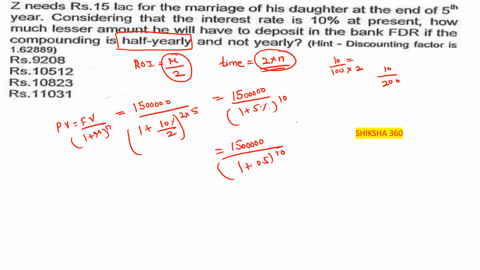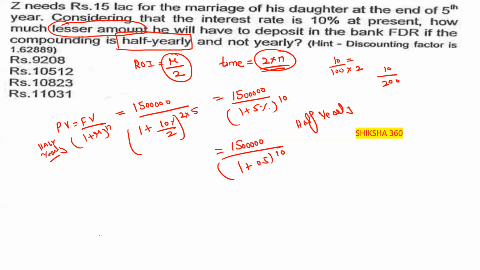Clear? This is the present value, that is half yearly. And we have to calculate how much lesser amount we have to deposit. What is the difference? Clear? So here they are asking what is the difference. This is the present value in the case of half yearly.